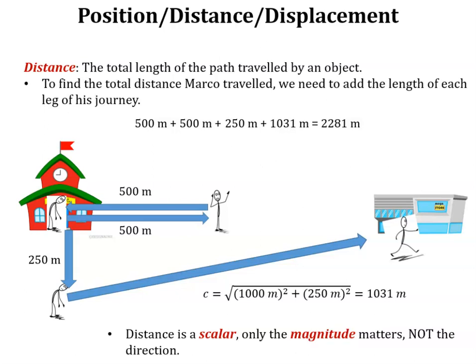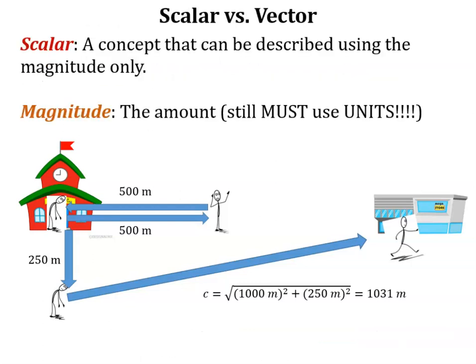When we're talking about distance, distance is something called a scalar, and only the magnitude matters, not the direction. So scalars are concepts that can be described using the magnitude only. And magnitude is a word you really need to internalize, you need to memorize it, you need to know it. Magnitude just means what is the amount, not direction, just how much is it. But you still have to use units. Units always give your numbers size. So $2,000 is not the same as 2,000 pennies. You have to have units to identify your numbers.